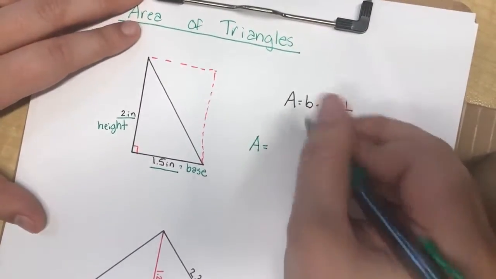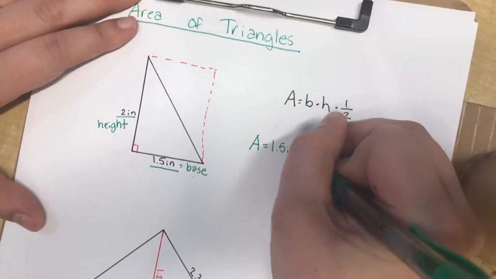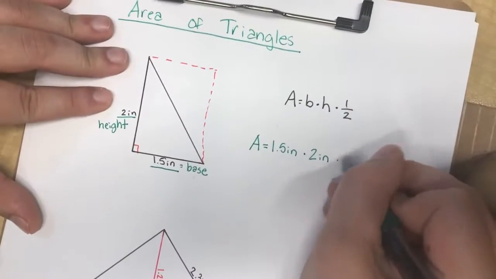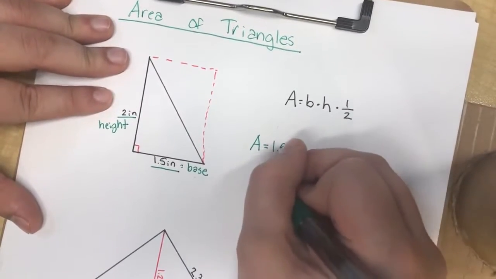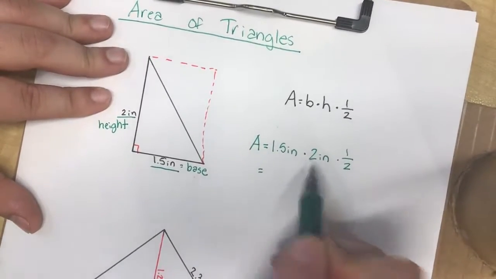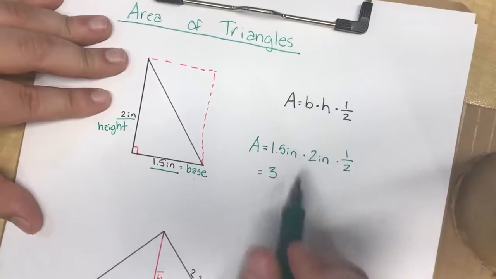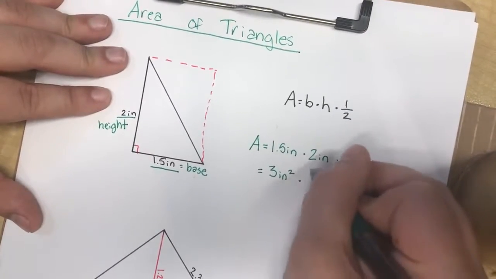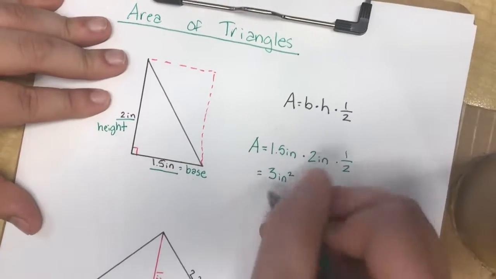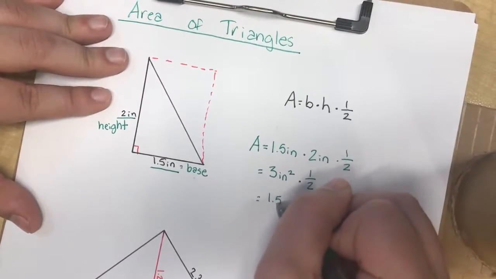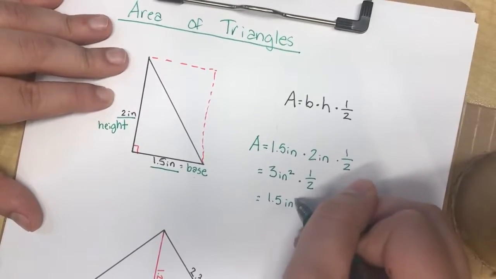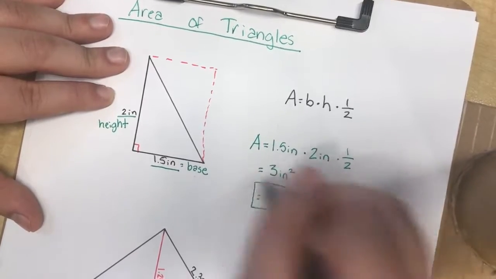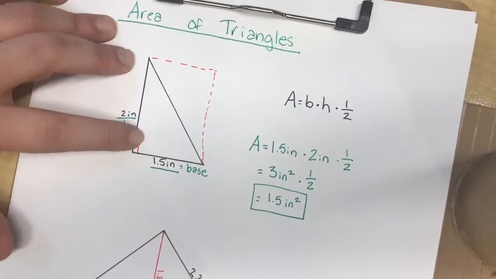Area equals base, which is 1.5 inches, times height, which is 2 inches, times 1/2. So 1.5 times 2 is 3. Inches times inches is inches squared, times 1/2. So 3 times 1/2 is 1.5, and then inches squared. So the area of this triangle is 1.5 inches squared.